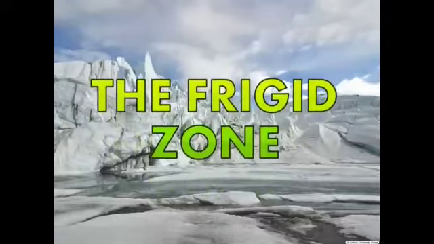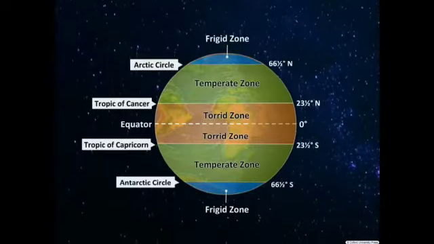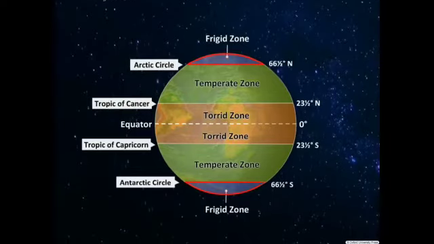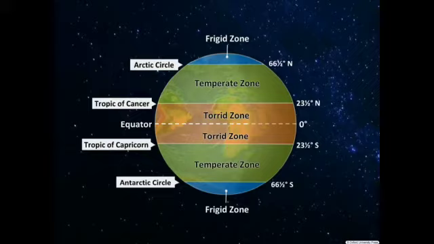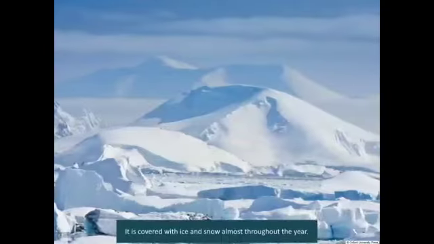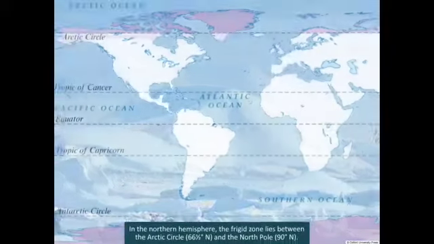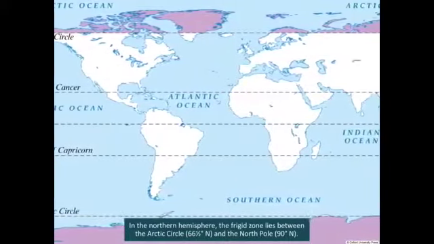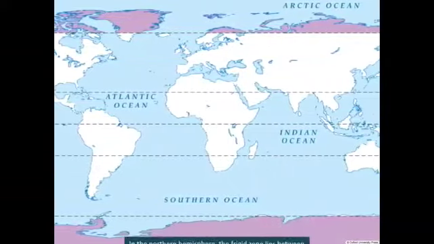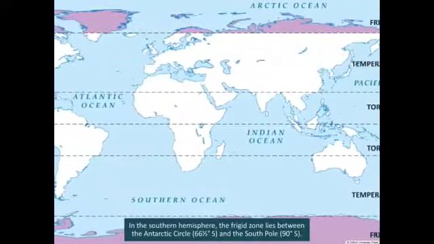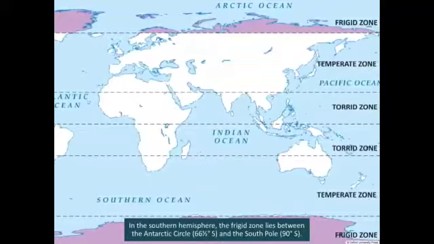The Frigid Zone. The Frigid Zone is the coldest among all the three climatic zones. This is because it is located closer to the poles. It is covered with ice and snow almost throughout the year. In the Northern Hemisphere, the Frigid Zone lies between the Arctic Circle and the North Pole. In the Southern Hemisphere, the Frigid Zone lies between the Antarctic Circle and the South Pole.